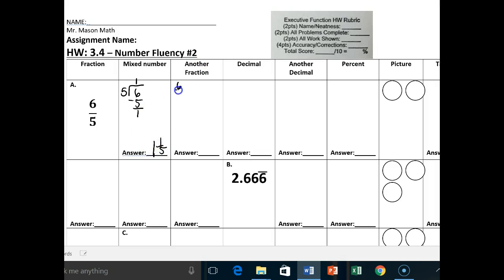I want another fraction, so for 6 over 5, I can just multiply it by 2, and I'll get 12 over 10. It's okay if that's not simplified, right? 12 over 10, though, is equivalent to 6 over 5.